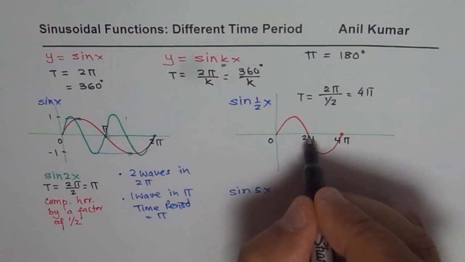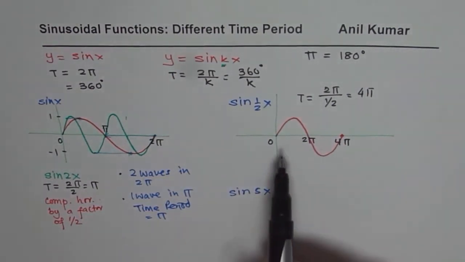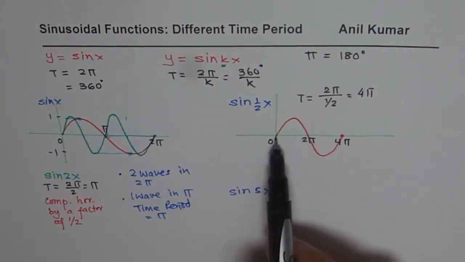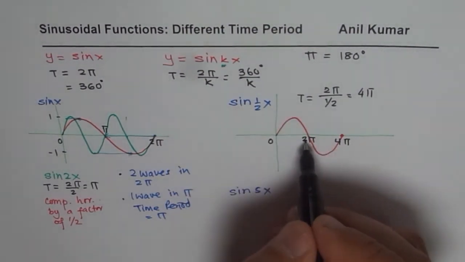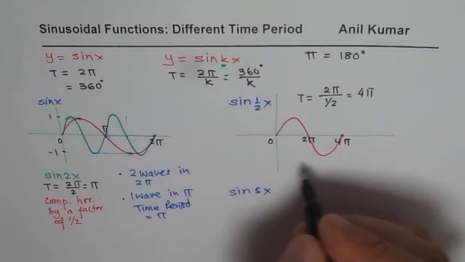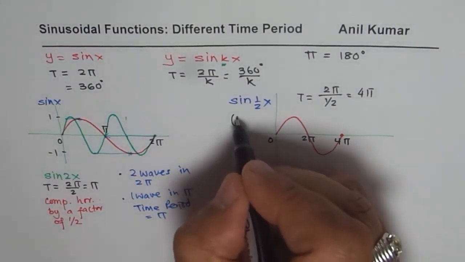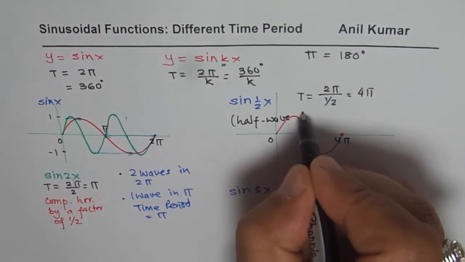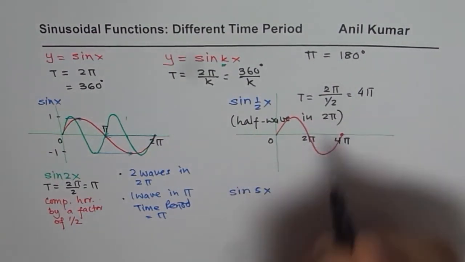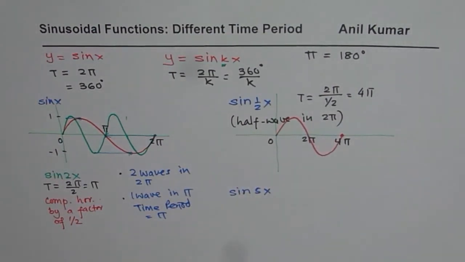So this is 2 pi. Do you understand? So within a time period of 2 pi, there will be only half of the wave. So half wave in 2 pi. So you could see it like this also. You could relate this as half wave in 2 pi. Do you see that? So that is another interpretation of sine of half x, right?